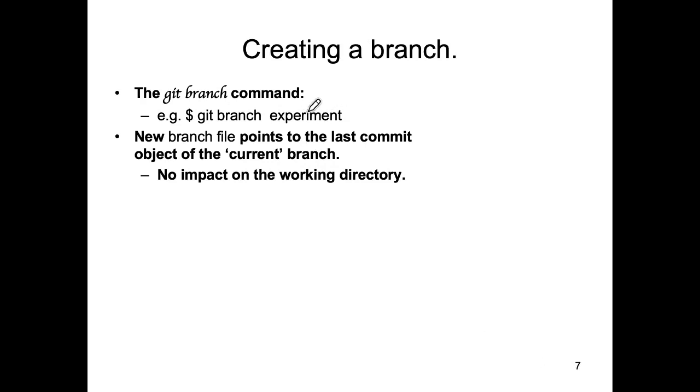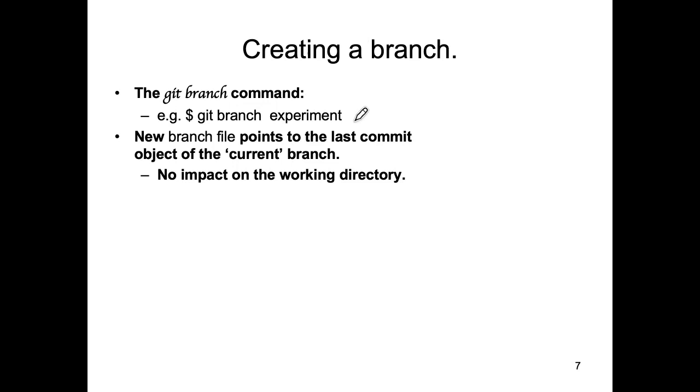And initially, that new branch file will have the hash value of the last commit that you did on whatever branch you're currently working on. When you create a new branch, you're not changing the branch that you're working on yet. You're just creating the branch. You're still aligned with some other branch.